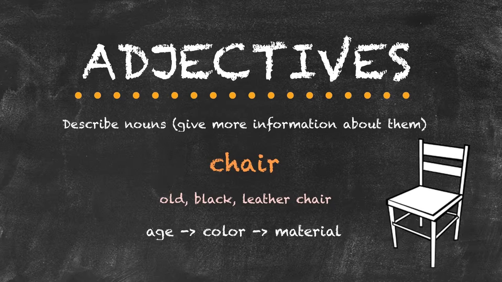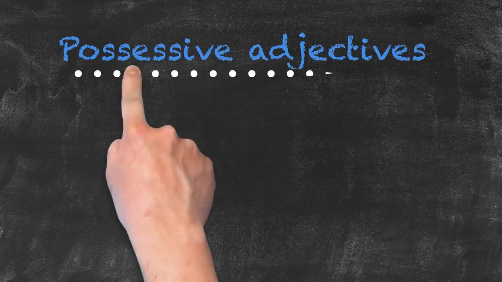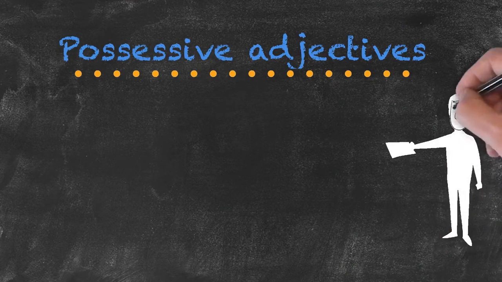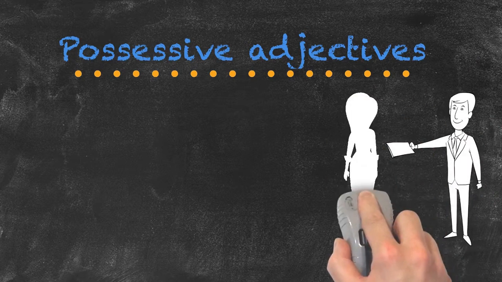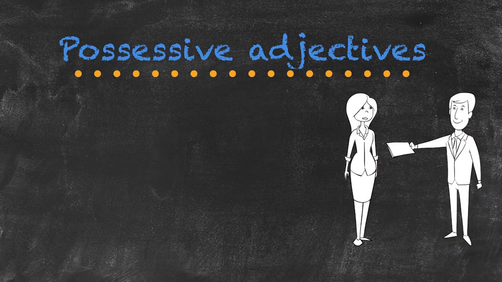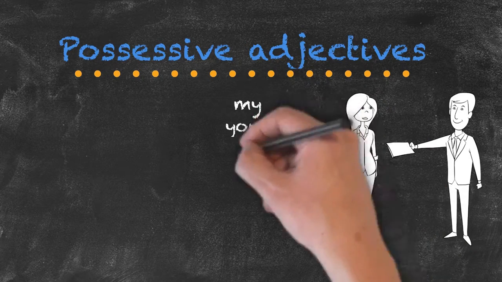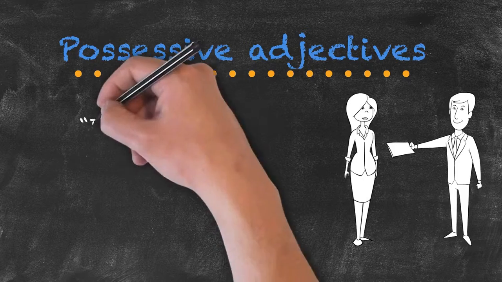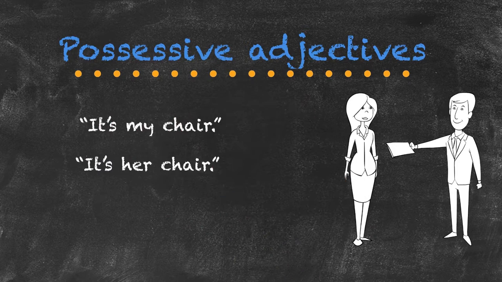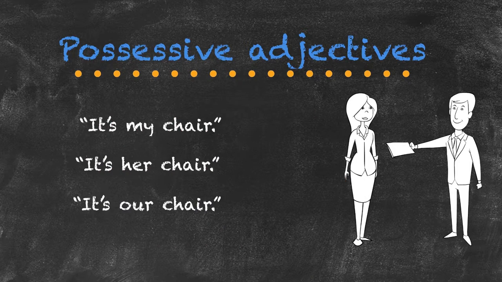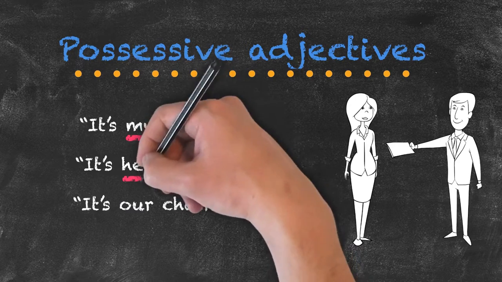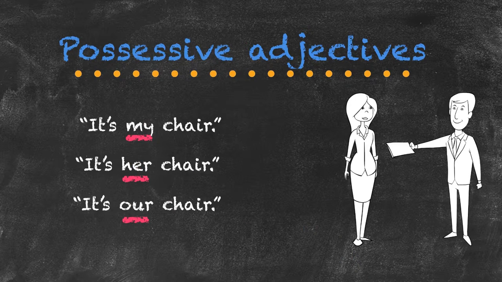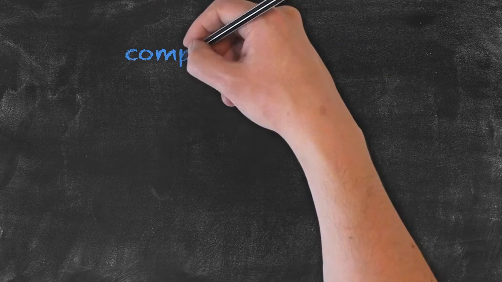Another way to describe a noun is by showing possession. We do so by using our possessive adjectives. Earlier, we used the example of chair as the noun. We talked about it in terms of age, material, etc. Now, we could add words such as my, your, his, her, its, our, and their, also to describe the chair. It's my chair, or it's her chair, or it's our chair. These are not to be confused with possessive pronouns, which of course we'll get into in just a moment.